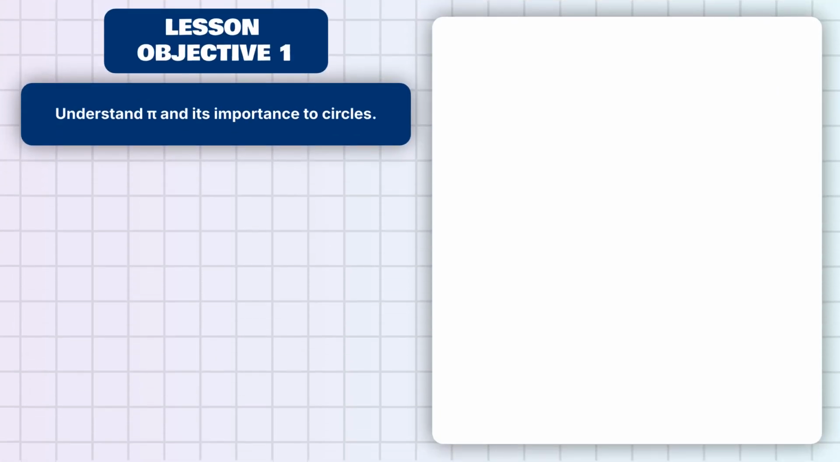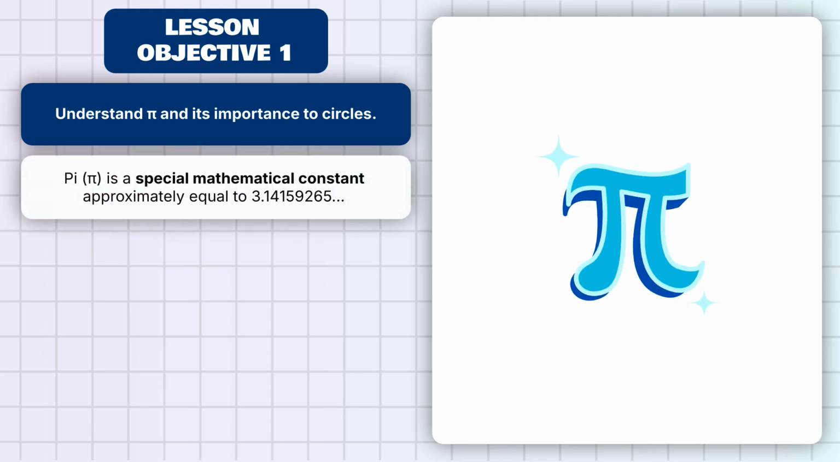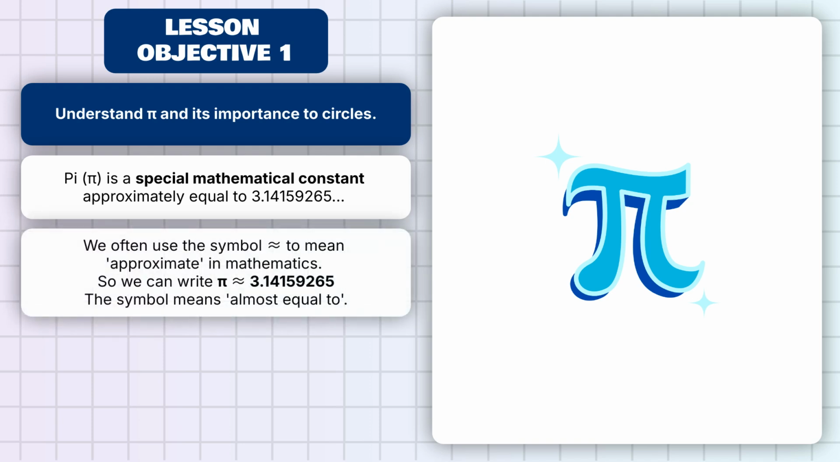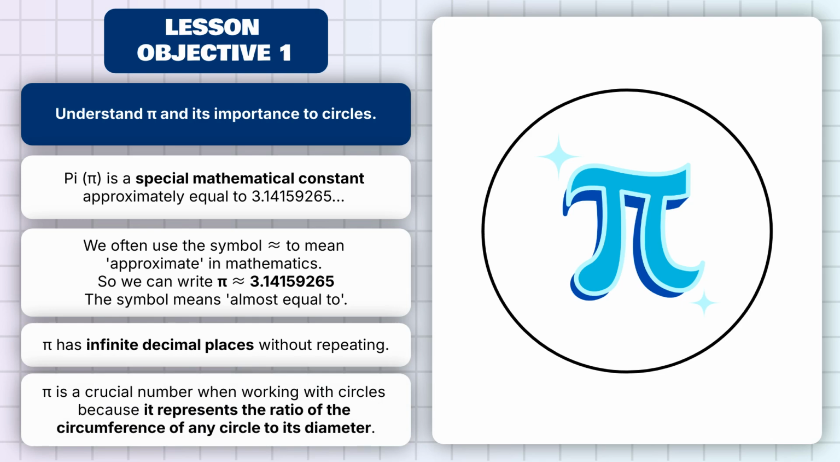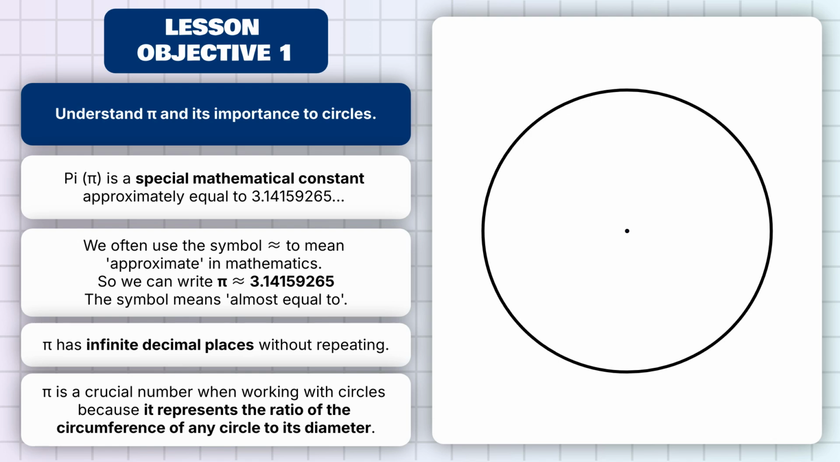Before we delve into the formulas, let's understand what pi is. Pi is a special mathematical constant approximately equal to 3.14159265. We often use a special symbol to mean approximately, so you can use this for pi since it has infinite decimal places without repeating, so we can never write it out fully. Pi is a crucial number when working with circles because it represents the ratio of the circumference of any circle to its diameter. As we will see, it's essential in almost all circle calculations. This is exemplified in the first circle formula we'll look at.